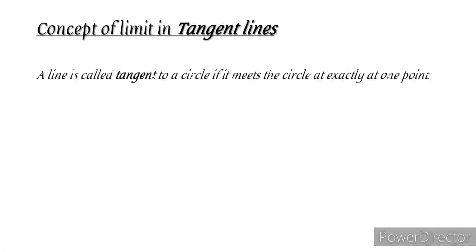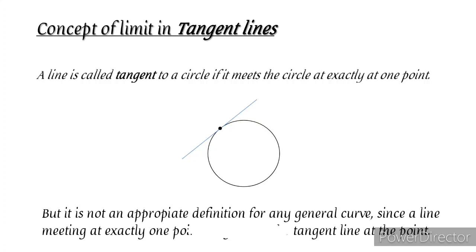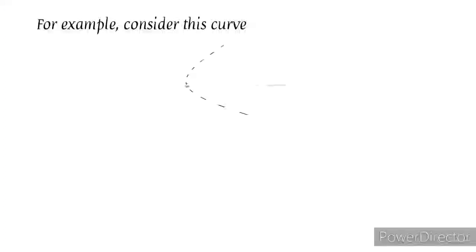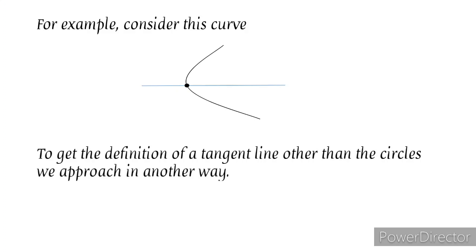A line is called tangent to a circle if it meets the circle at exactly one point. But it is not an appropriate definition for any general curve, since a line meeting at exactly one point may not be the tangent line at that point. For example, consider the curve given below. To get the definition of a tangent line other than for circles, we approach in another way, by the limiting concept.